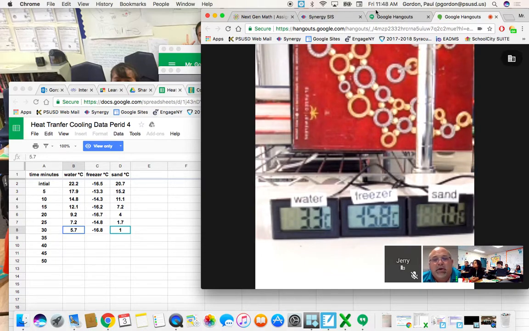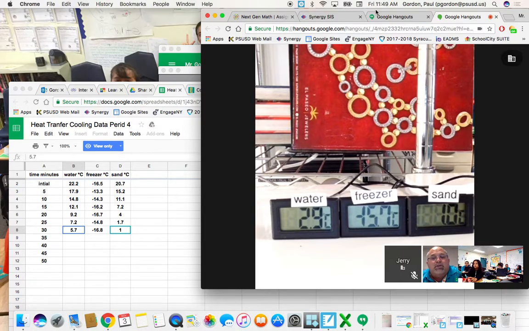And if you look at our video screen, water's dropped already. Freezer's warming up. And we still have about 2 more minutes before we take our next measurement. Sand is currently at 1.0. So a student posed a question: do we think sand can go any lower? Because it has not changed. Oh, that's a great question. Has it maxed out? Is sand going to get any colder?